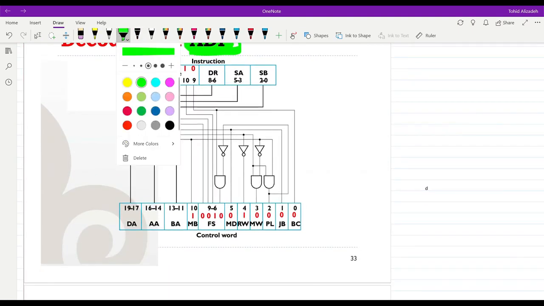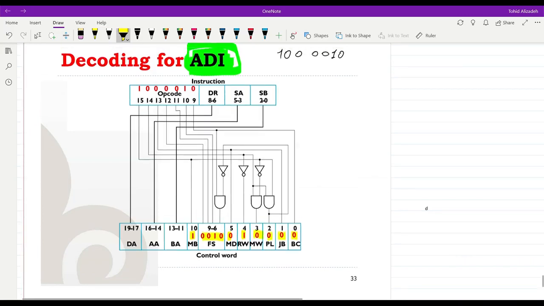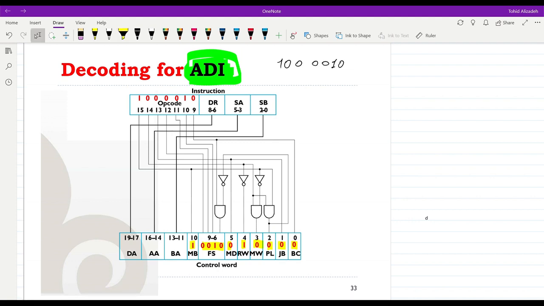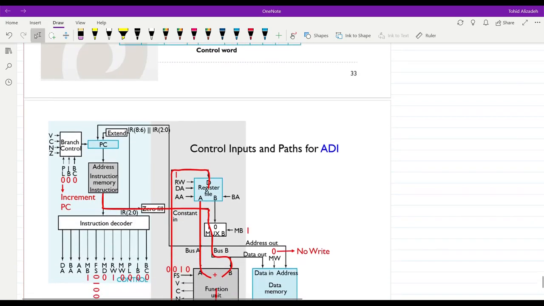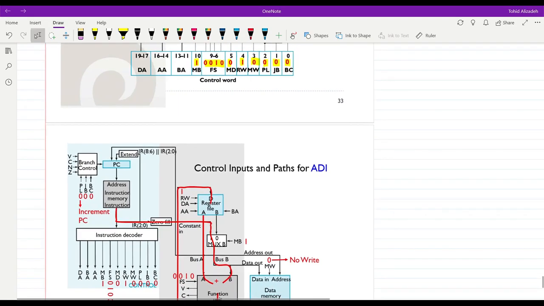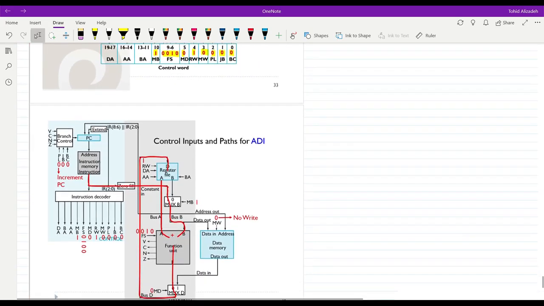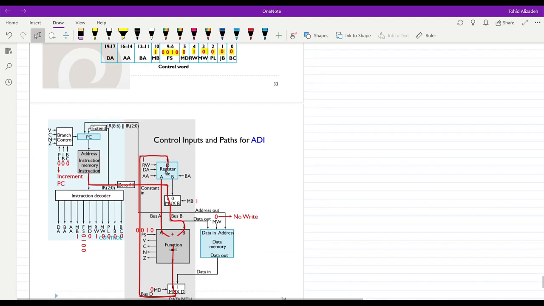We will see how these values for MB, for MD, RW, and so on and so forth are going to affect the way in which the data path is working. So if we move here, let me maybe make it a bit smaller such that we have everything in a single page like this. Okay, now you can see.